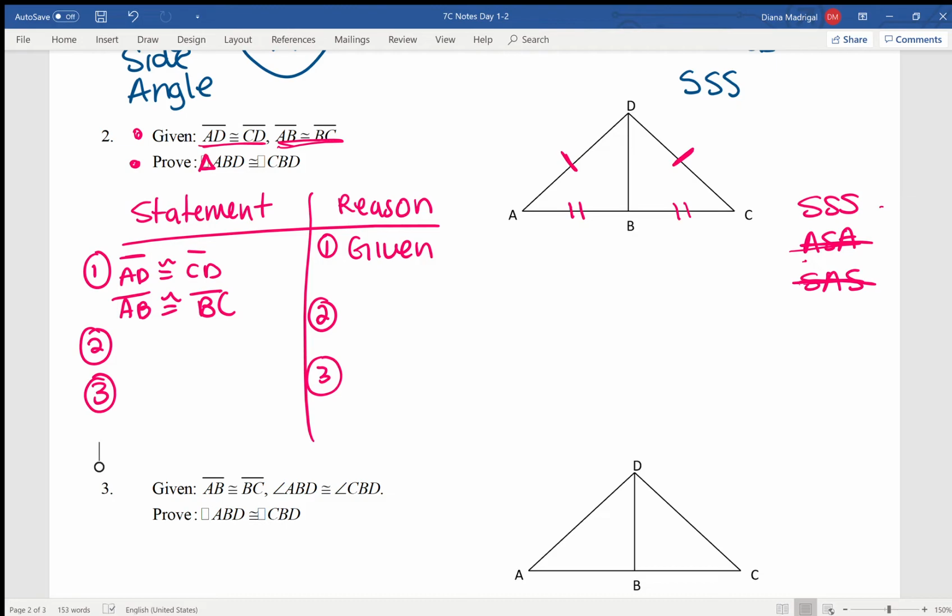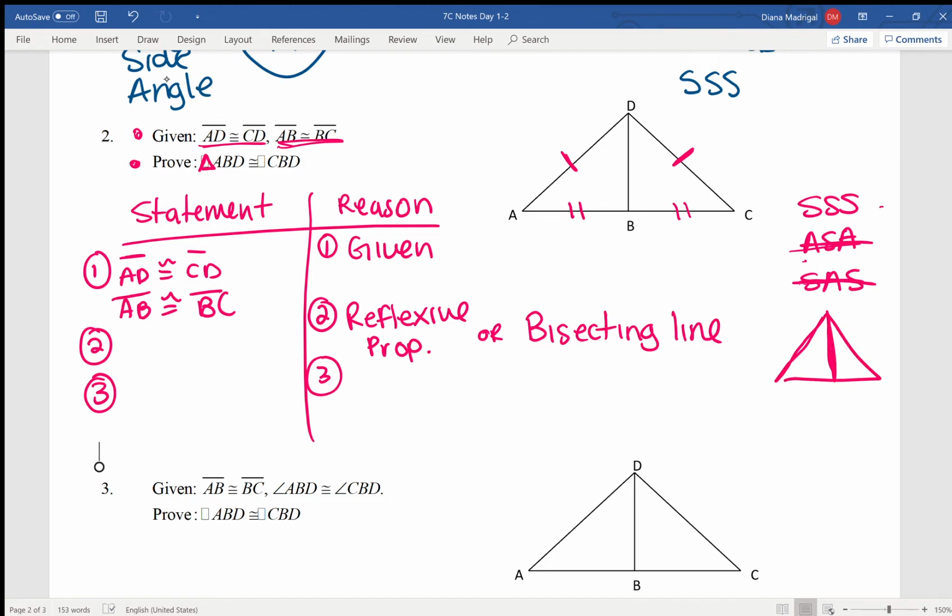Okay, and remember reflexive property. We know that this big triangle is being cut in half. That line in the middle is called reflexive property, or it's also called a bisecting line. Why? Because it's bisecting. It's going over the big triangle and cutting it in half. It's bisecting my picture in half. That's what it's called, bisecting. I'm usually going to be talking about reflexive property, but it's the same thing.